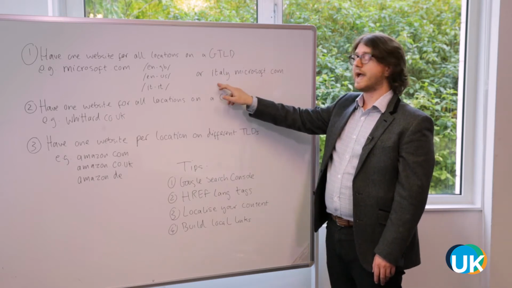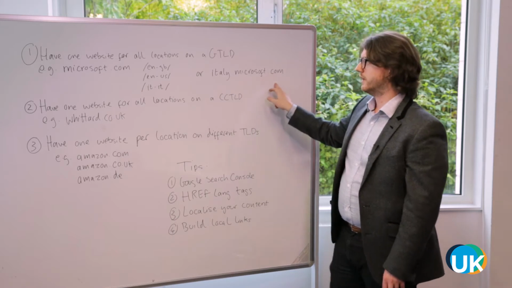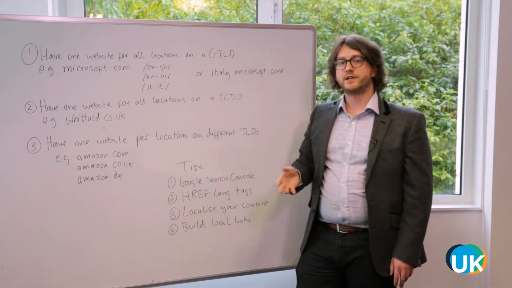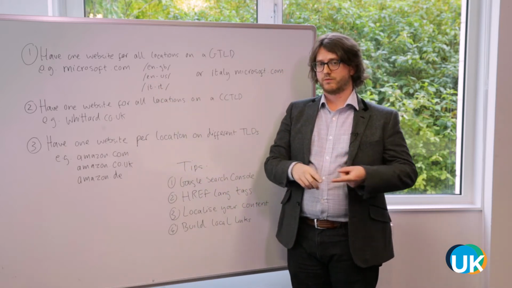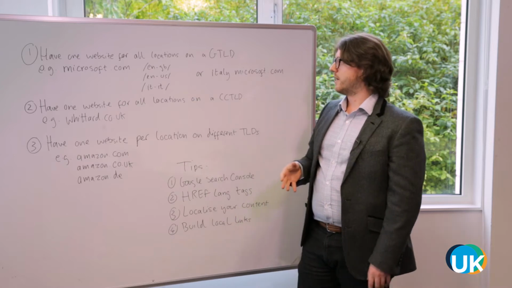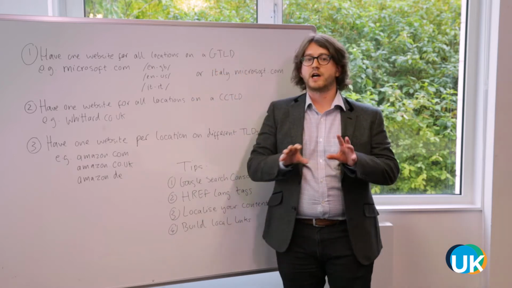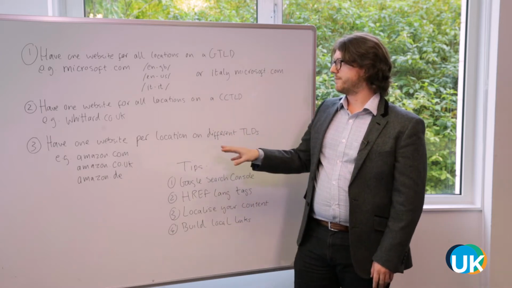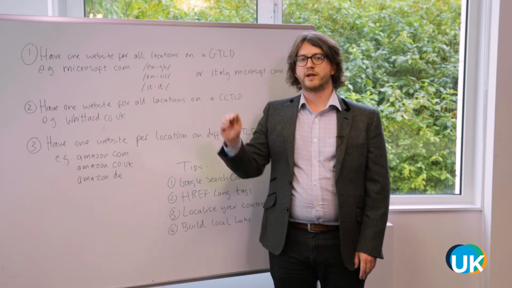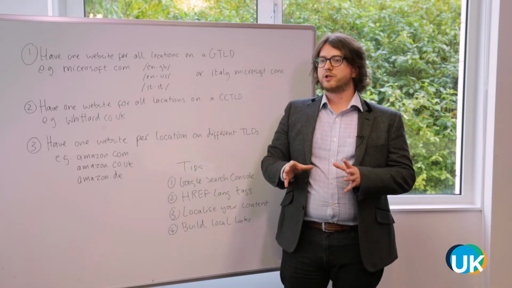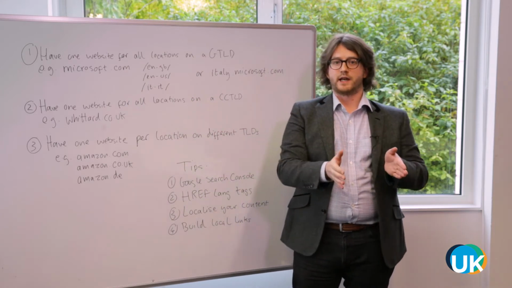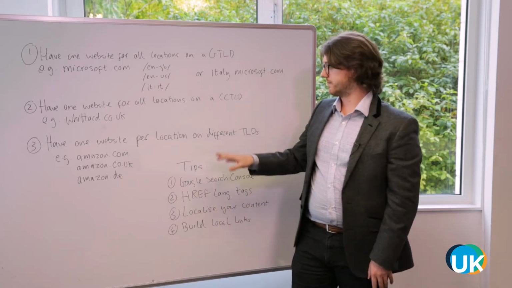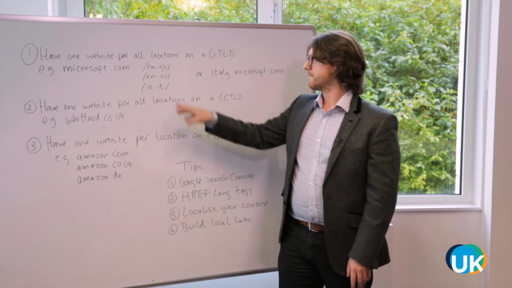They might have uk.microsoft.com. So generally, if you are using a GTLD for all locations, the advantage is that you've got one website to manage. That makes it easier already. A GTLD is effective at targeting multiple locations. Do bear in mind, and we'll talk about this later, that if you're using one domain to target multiple locations, you're not telling Google that your website is for one particular location, which may affect your search rankings in some instances, but I'll come and talk about that in a minute.